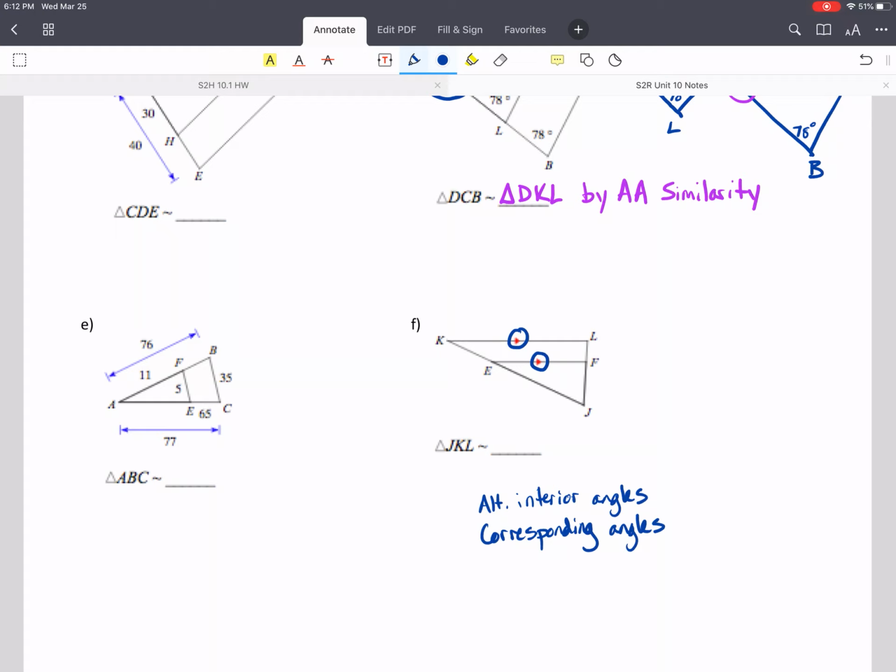So for example, I know that L and F, those are some corresponding angles. They're in the same spot between the two parallel lines, which means those are congruent. Same thing with K and E. Those are also corresponding, so that means I have some similarity there. J, K, L, following that same path, I get J, E, F.